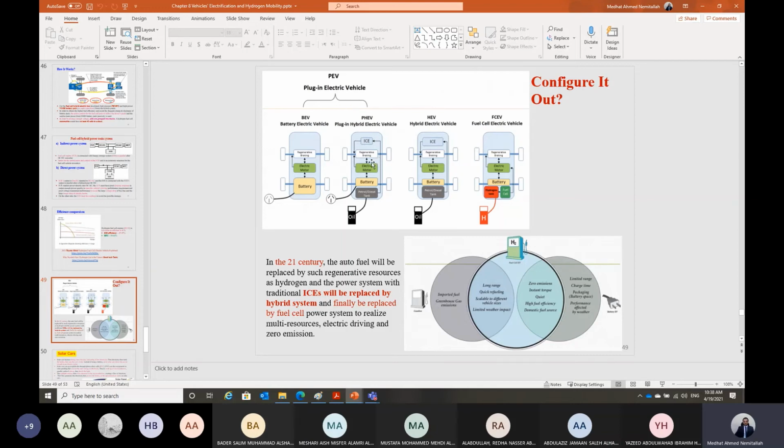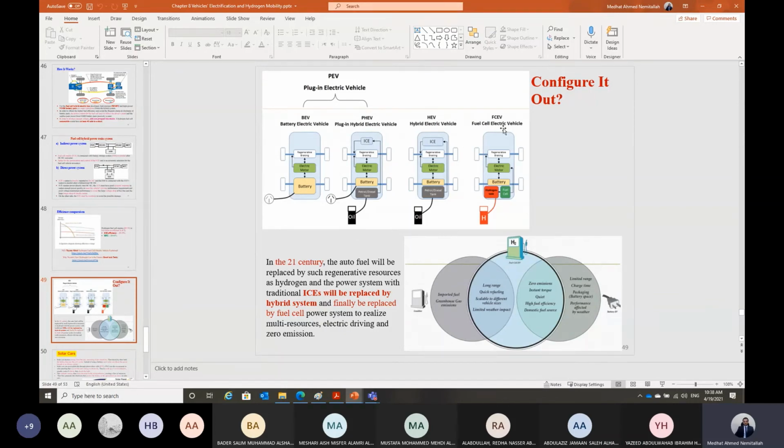Plug-in hybrid, we have both of them also. We have the internal combustion engine and we also have the battery, but it requires external charging in this case. The battery pack is bigger in the plug-in hybrid compared to the hybrid electric vehicle. So we have both in this case: an electrical power source to supply the battery with external electrical power, and also the internal combustion engine, which needs the oil supply.